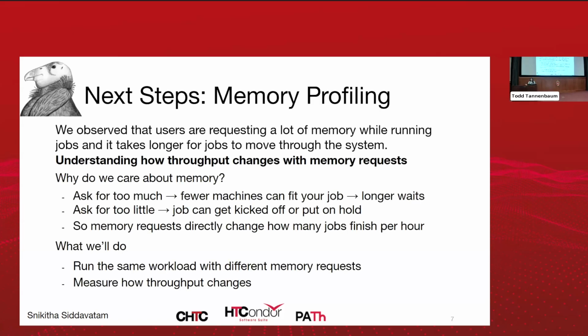Why do we really care about memory? If we ask for too much, fewer machines can fit your job, which leads to longer wait times. And if you ask for too little, your job is put on hold. So memory requests directly change how many jobs finish per hour. What we're going to do now is run the same workload with different memory requests and measure how throughput changes. The goal is to build a memory profile that helps our users, which is all of you, understand how memory affects your throughput and make reasonable memory requests.